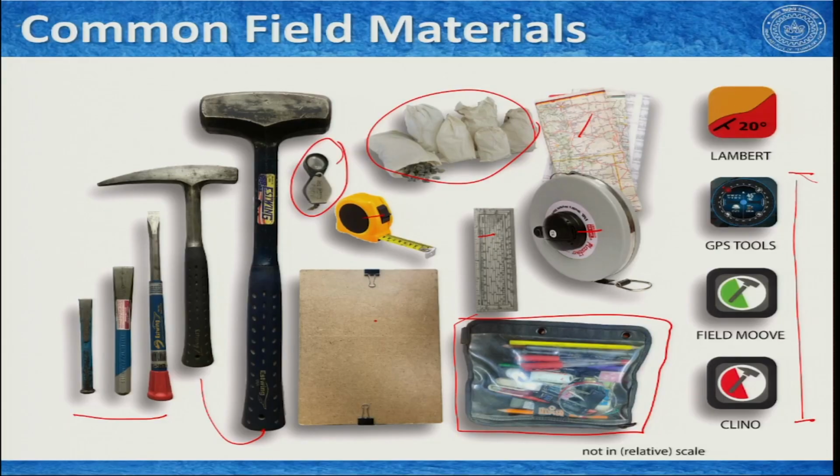FieldMove and Clino, these two are essentially made for field geology. These are available in the Google Play Store and you can download them. They are free and you can substitute many of these things with them. It measures the data, you can put the name of the structure that you are measuring, it stores it, it does the analysis by itself, that means it plots things in the stereonet, and most importantly you can carry all the data from your applications to your computer for further research.